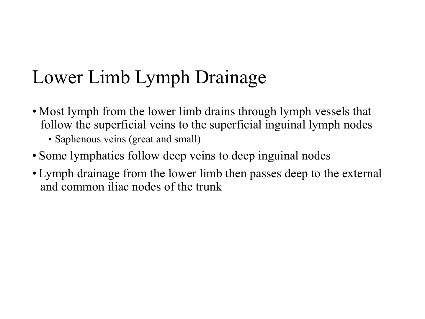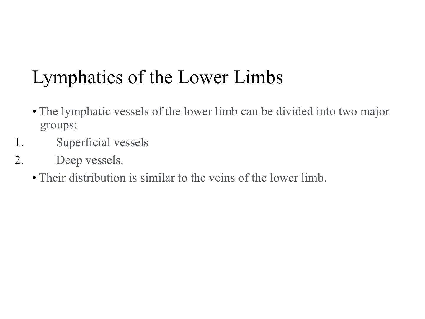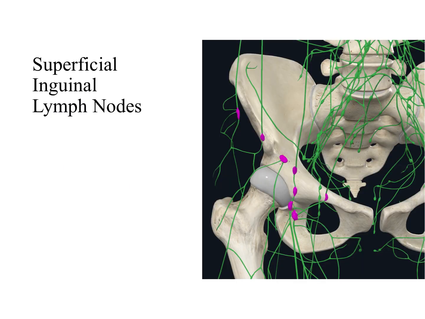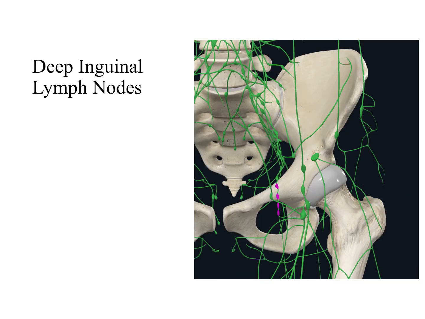The lymphatic vessels of the lower limb can be divided into two major groups, the superficial vessels and the deep vessels. Their distribution is going to be similar to the veins of the lower limb. This diagram is showing the location of the superficial inguinal lymph nodes. This diagram is illustrating the deep inguinal lymph nodes in purple.